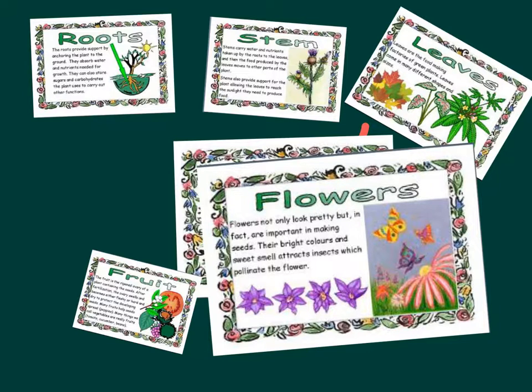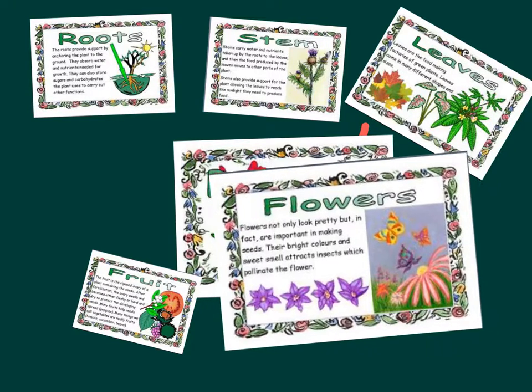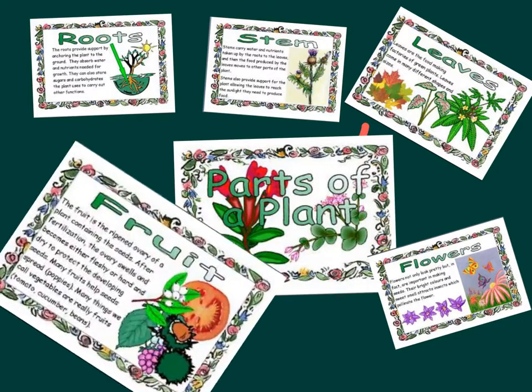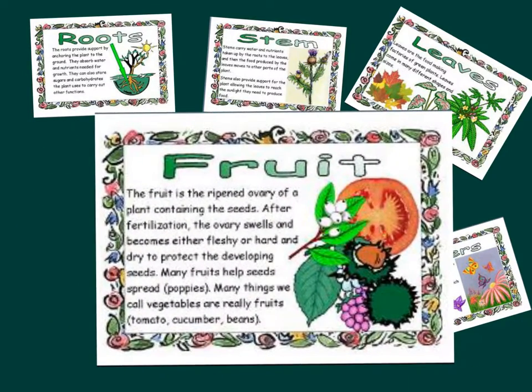Their bright colors and sweet smell attract the insects, which we just talked about, that pollinate the flower. And it allows the flower to grow fruit. The fruit is ripened in the ovary of the plant, which contains the seeds. After it's fertilized, pollinated, that part of the fruit swells and becomes fleshy or hard and dry, and it protects the seeds. It's like its cover. You know how we put coats on to keep us warm and out of the rain and things like that. That's what the fruit shell does. That's what the covering does.